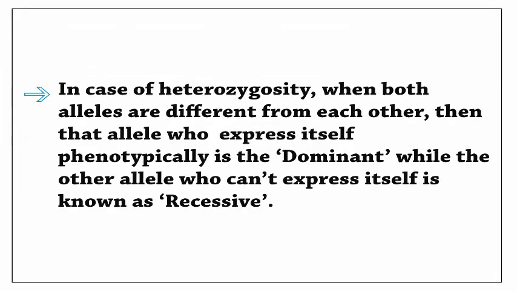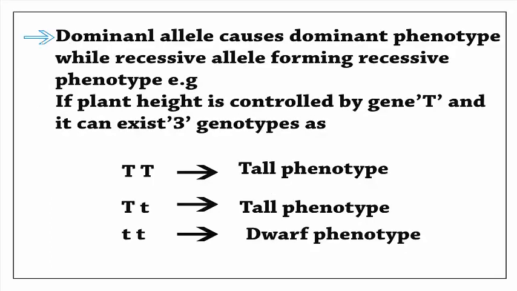In case of heterozygosity, when both alleles are different from each other, the allele that expresses itself phenotypically is the dominant, while the other allele, which cannot express itself in the presence of the dominant allele, is known as recessive. So, the dominant allele causes the dominant phenotype, while the recessive allele causes the recessive phenotype.